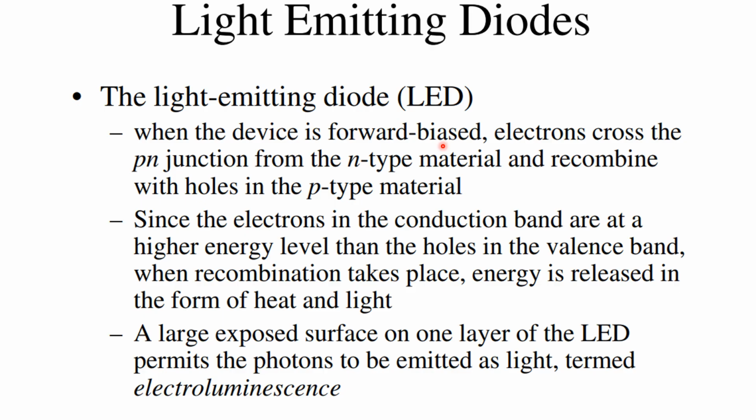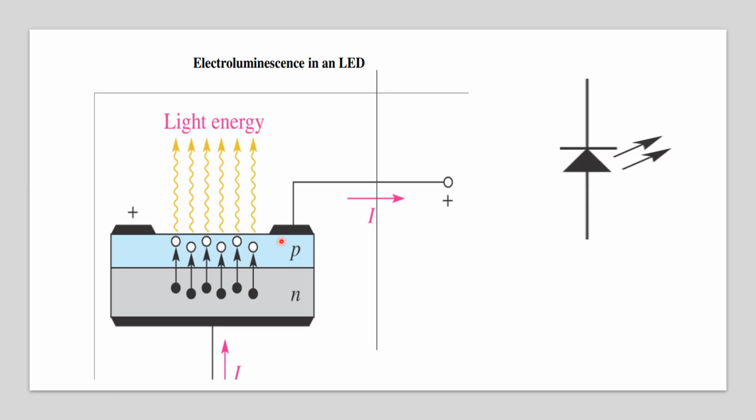So LED, the name itself, light emitting diode. The LED emits the light. That means it converts electrical energy into light energy. LED converts electrical energy into light energy. See here, the PN junction diode is in the forward bias condition.